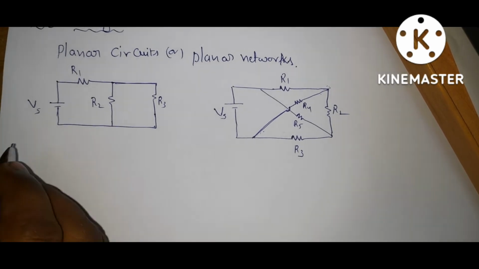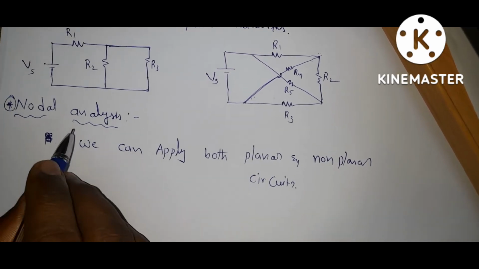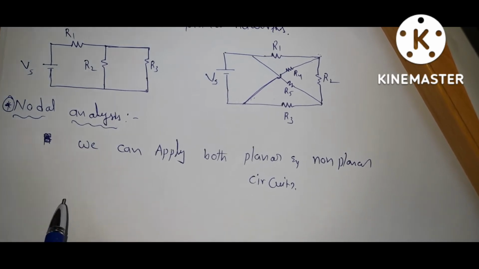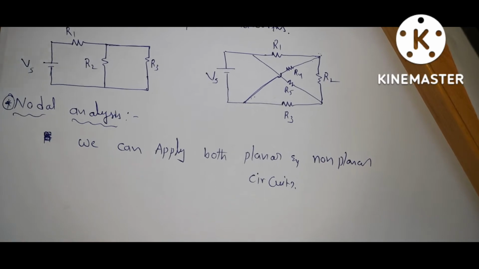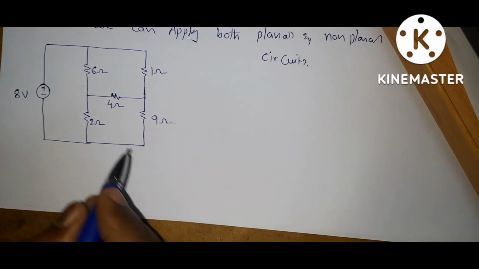Next one, nodal analysis. This technique can be applied for both planar and non-planar circuits. It is a beautiful technique and a very important technique in circuit analysis. Now we will solve some problems on these techniques. First question: find the power dissipated across the 4 ohm resistor. This is the given circuit.